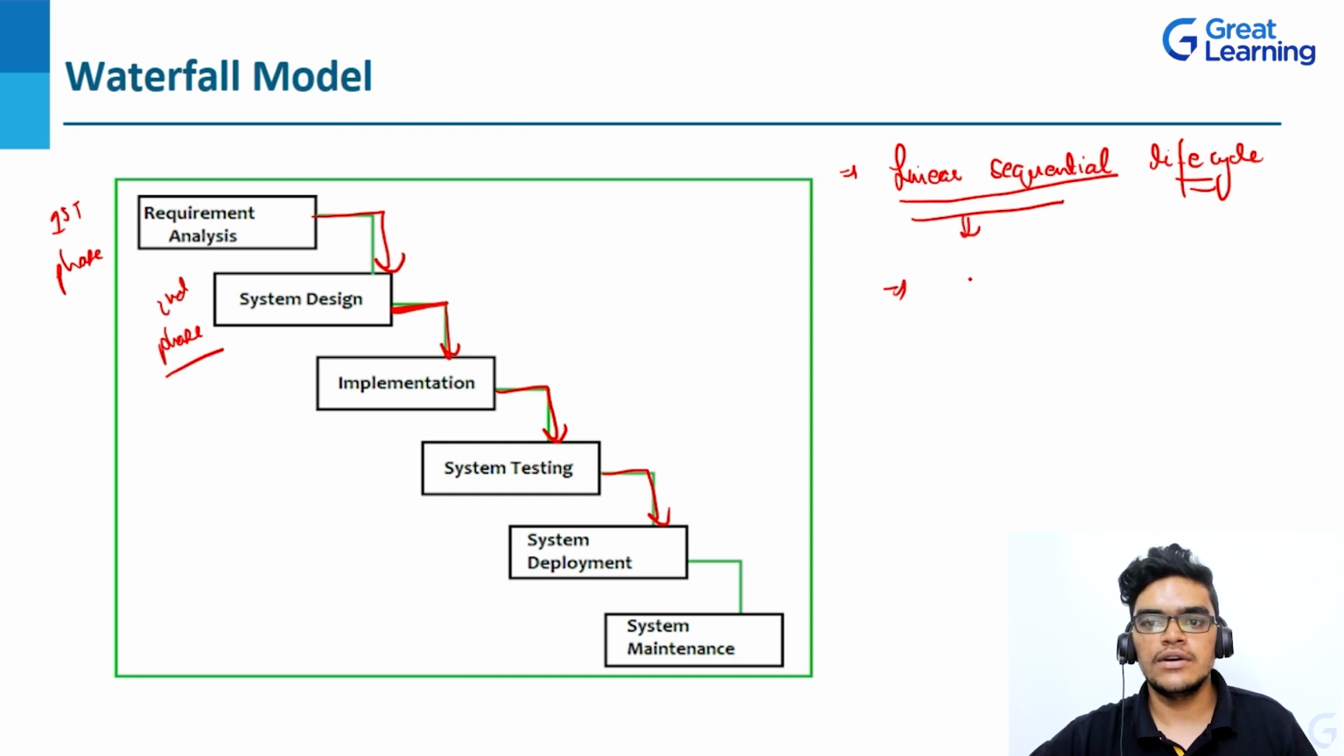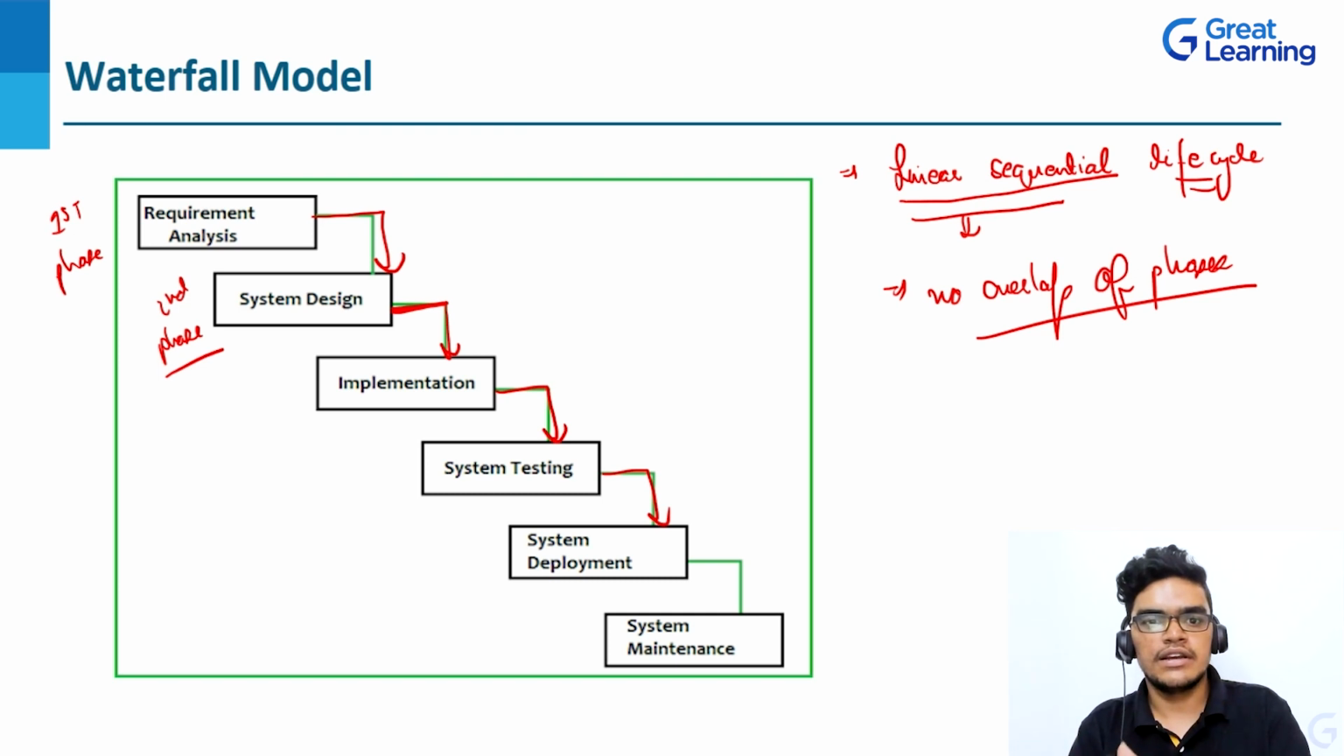Along with that, here there is no overlap of two phases. So let me write here first, no overlap of phases. Because the reason is simple, right? The first phase will be executed, then only the second phase will start. So one by one, the process is going on, right? So there will be no overlap.